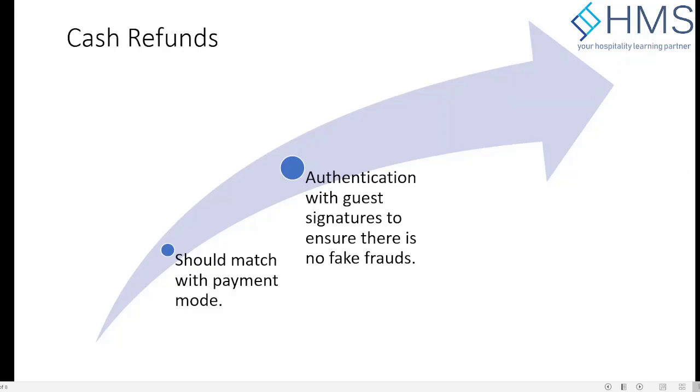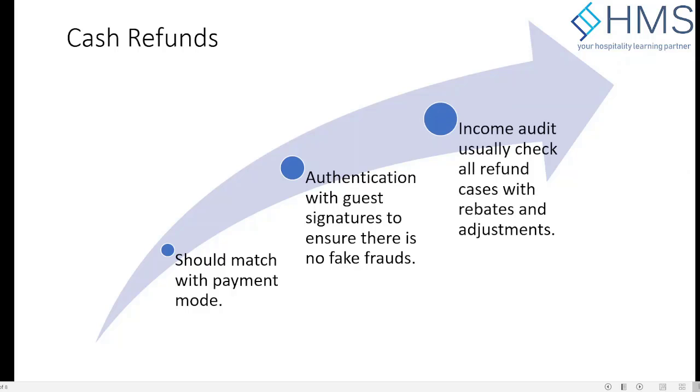Sometimes the operational cashiers don't take it very seriously because they don't understand the risk involved. And usually the income audit checks all the refund cases with rebates and adjustments in that particular folio or on that day's folio. So there are usually checks if there is any adjustment in that folio before the cash refund. That's taken very seriously, to make sure that the refund is not done unauthorized. So those are the main things of the cash refund.